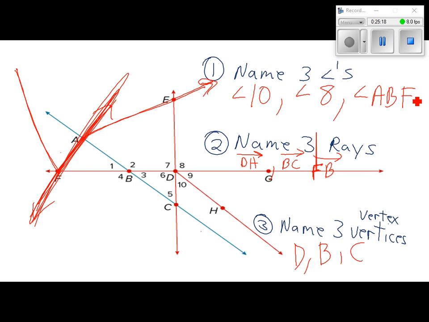You said angle ABF though? Is that what you said? Yeah. ABF. Does everybody agree that that's an angle?